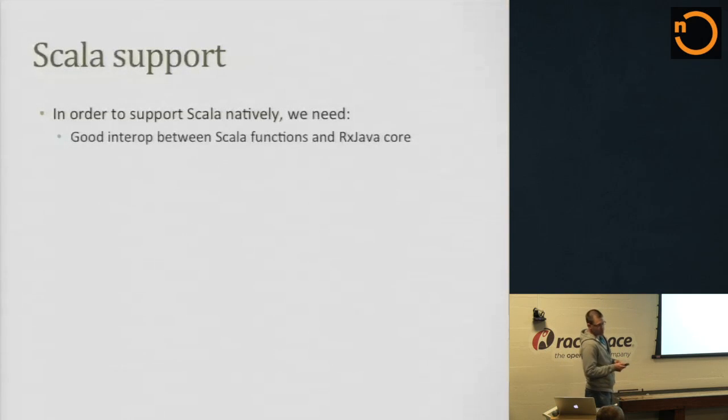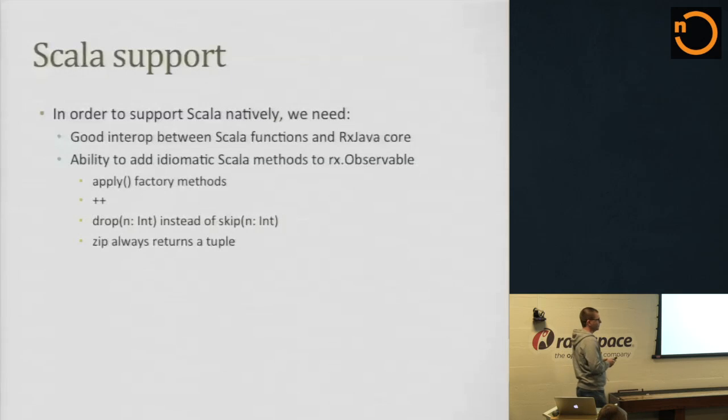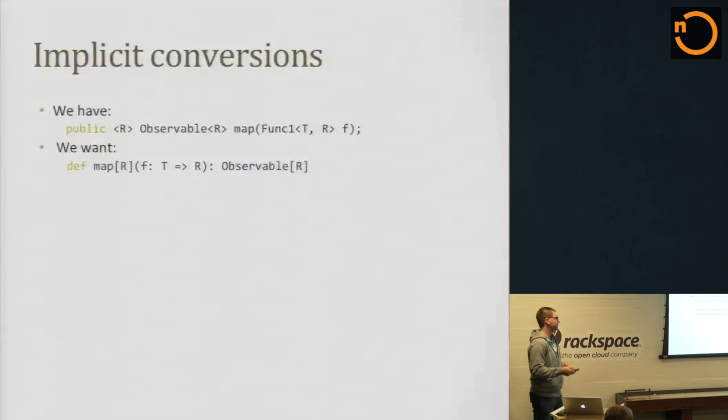So there's really two things that we need to do in order to support Scala in a way that's kind of pleasing and nice to use. The first is we need good interop between Scala functions and the RxJava core. The second is that we would really like to use an observable in a Scala idiomatic way. That means things like apply factory methods, ++ for merging two observables together, cosmetic changes, drop instead of skip, zip returning a tuple. So some things kind of change cosmetically. We'd like to be able to support that and ease a transition from somebody used to the Scala native collections into observable.